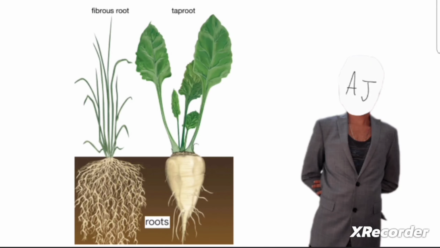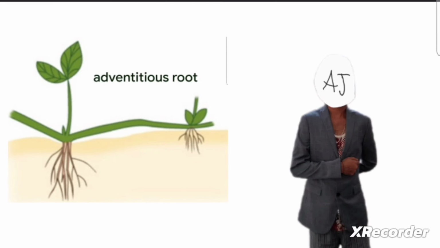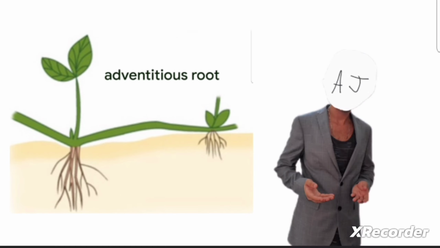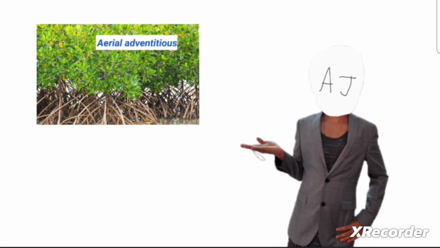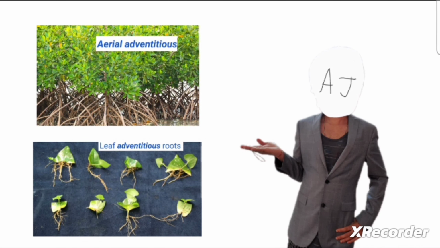Now that we're finished with that, there are also adventitious roots. These are roots that form from any non-root tissue and are produced both during normal development and stressful conditions such as flooding, nutrient deprivation, and wounding to the plant. Two types are aerial roots and leaf adventitious roots.